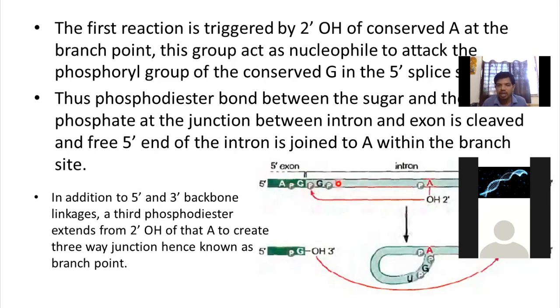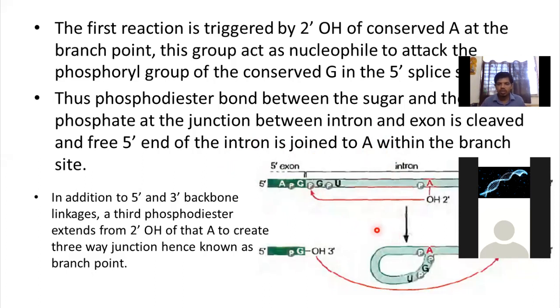To understand in a better way, they have shown the phosphate groups. It indicates that a phosphodiester bond is present between these bases. So this 2' OH, this oxygen, acts as a nucleophile. It will attack this phosphodiester bond, particularly at the guanine present in the conserved region of the 5' splice site. Thus, the phosphodiester bond between these two sugar molecules will be broken down, and one junction will be formed between the intron and the exon, and the free 5' end of the intron is joined to A, that is the branch point within the intron.